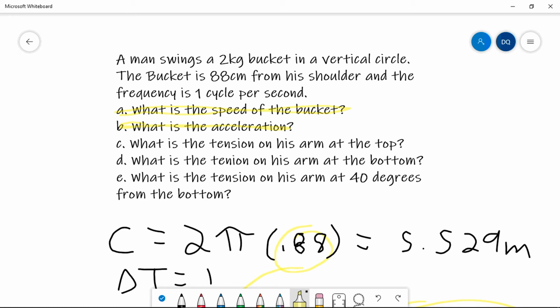We then found tension in the arm when the bucket was at the top, where gravity's pulling down and tension's pulling down, and together they have to give you the centripetal force required for the calculated centripetal acceleration. And we found the tension when the arm was at the bottom. Now, when the arm's at the bottom, gravity's pulling down, tension's got to pull up so great that it not only overcomes gravity, but also accelerates it towards the center for the uniform circular motion. Now we're going to consider tension when the arm is 40 degrees from the bottom.